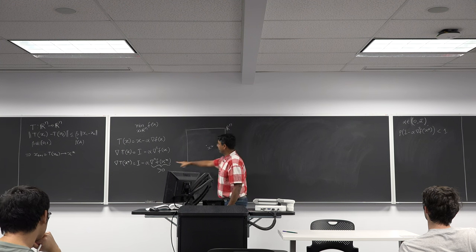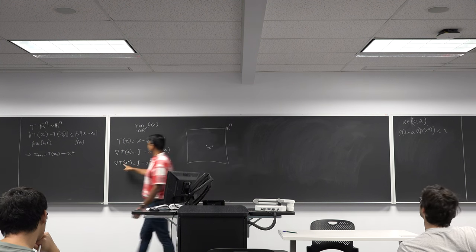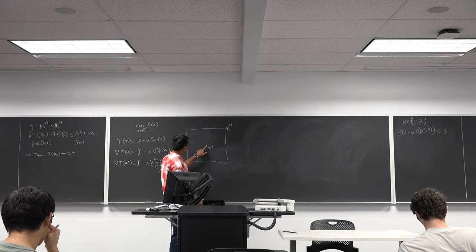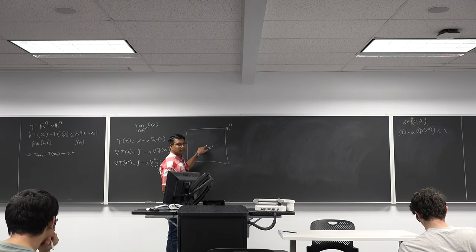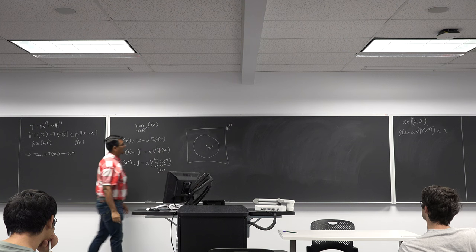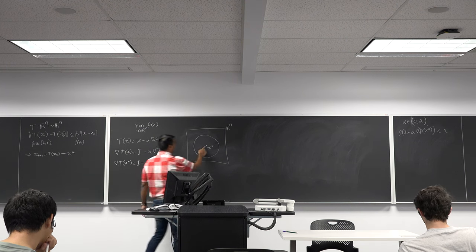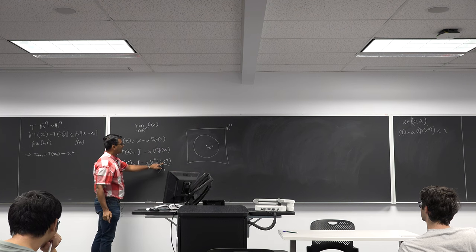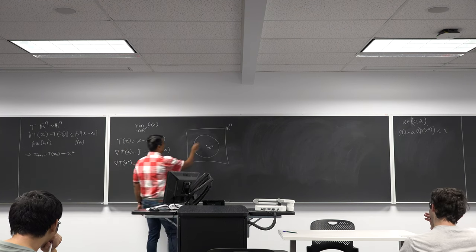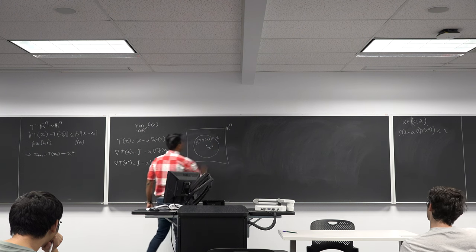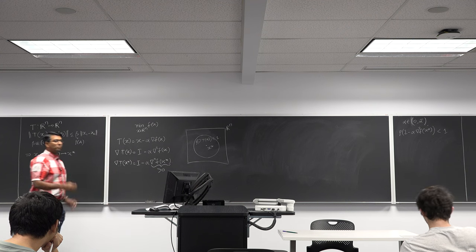So here, I'm looking at the spectral radius of the gradient of T at x star. At this particular point, my spectral radius is less than 1. Now let me start moving out. What's going to happen? It turns out that as I keep moving out, keeping alpha fixed but moving away from x star, my spectral radius would still be less than 1 for a small ball.